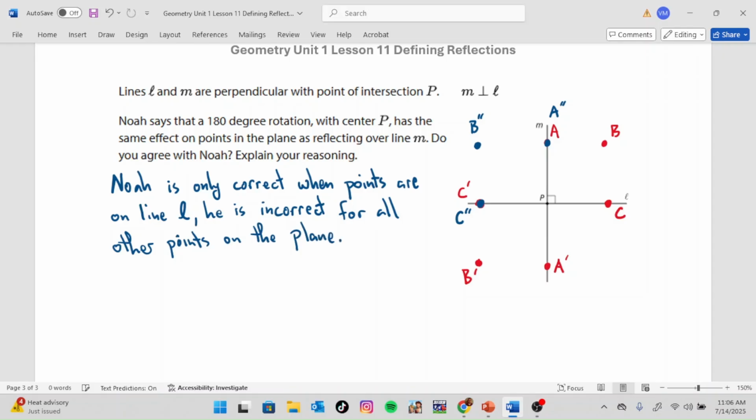If Noah had been correct, then A prime would have been in the same spot as A double prime, and B prime would have been in the same spot as B double prime. But because we resulted in different points for these two examples, that means any point on line M is not going to be the same, and any point off of lines M or L will also not be the same.